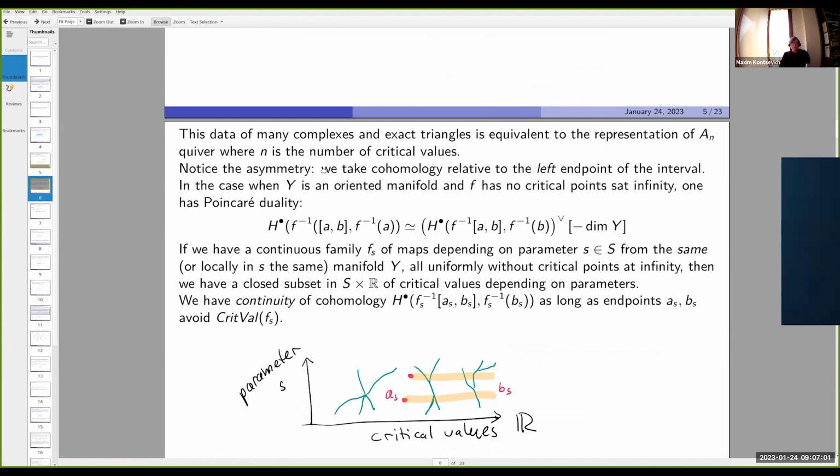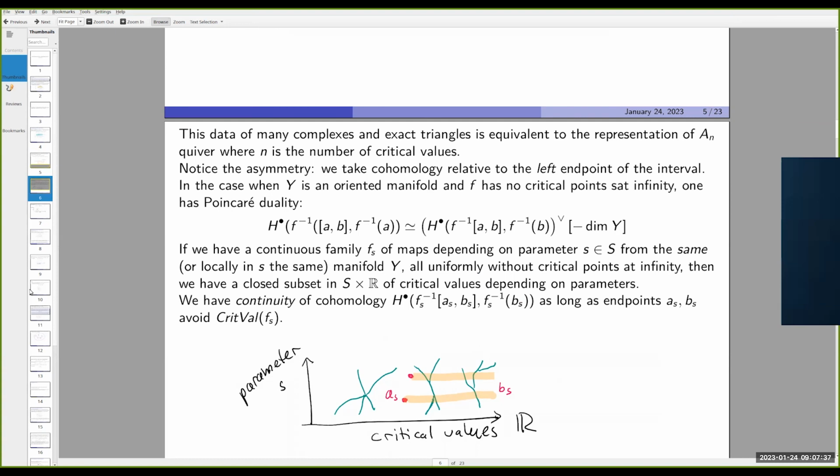So there is some asymmetry here. We take homology relative to the left endpoint of the interval. The same story one can develop with the right endpoint of the interval. And when my Y is an oriented manifold and F has no critical points at infinity, then essentially this is the same data related by Poincare duality. Homology of the pullback of a good interval relative to the right end or the left end are dual to each other.